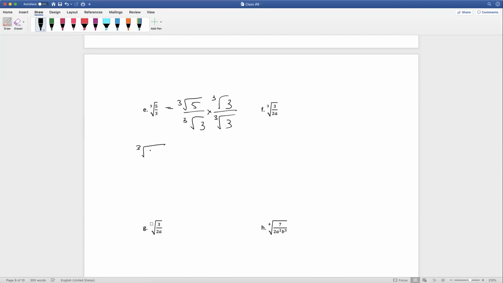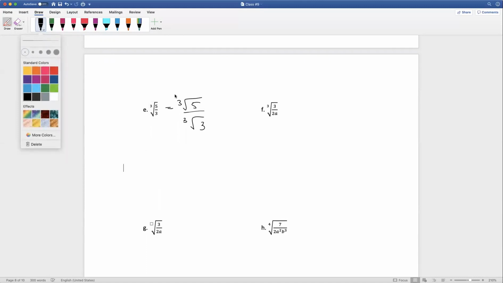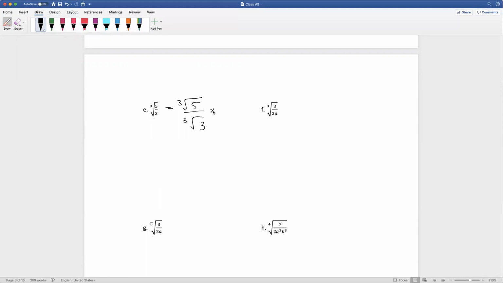When we get the cube root of 15 over the cube root of 9, can we take the cube root of 9? No, it's not a perfect cube. So that only works if you have a square root in the denominator. If you have any other index in the denominator, then it requires a little bit more thought.